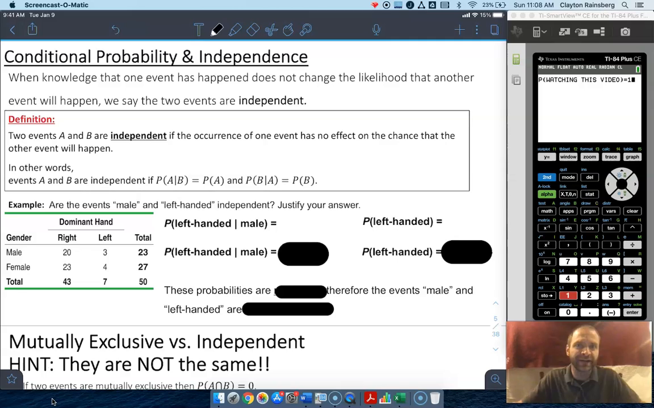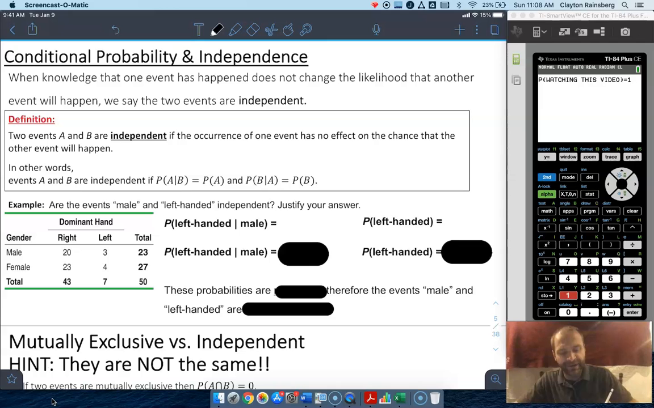The probability of B given A is equal to just the probability of B. Again, it's a very hard concept to comprehend. And one of the things that people do confuse is mutually exclusive and independence, which is why I told you to write that down in the first slide. They do not mean the same thing.